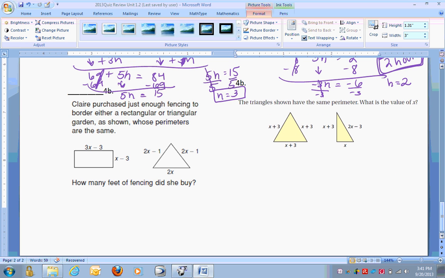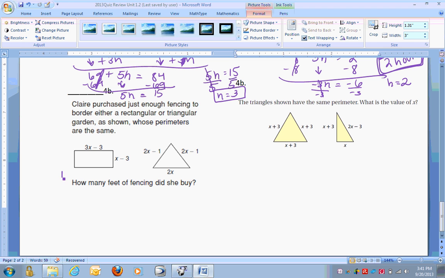All right, the last two problems on solving variables on both sides. We've got Claire, who purchased just enough fencing to border either a rectangle or a triangular garden, as shown, whose perimeters are the same. They want to know how many feet of fencing she bought. Well, in order to find that out, we have to solve for x.